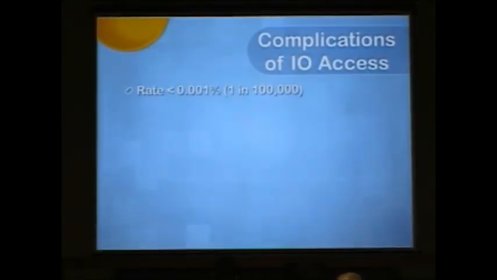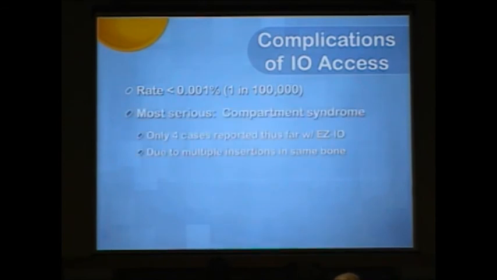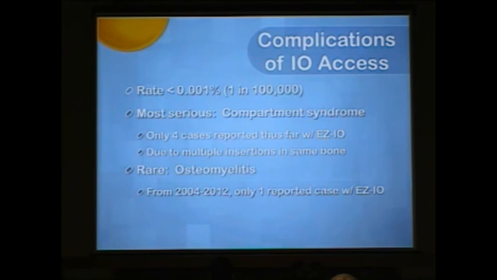Complications are very rare. Roughly 1 in 100,000 complications with IO access with the EZ-IO. A lot of people worry about compartment syndrome. There have only been 4 cases of compartment syndrome in the EZ-IO literature, and those were due to patients who had multiple EZ-IOs in the same bone. Osteomyelitis very rarely happens. There has only been 1 case reported of osteomyelitis with the EZ-IO since it was introduced.